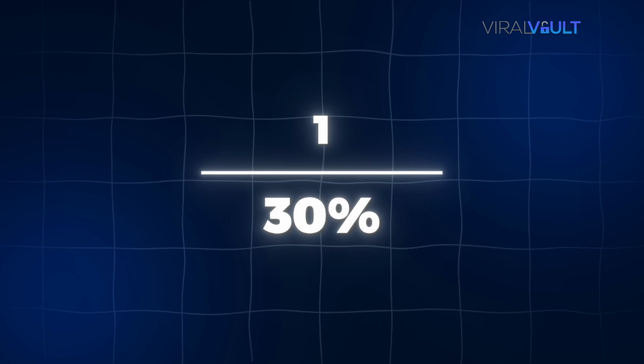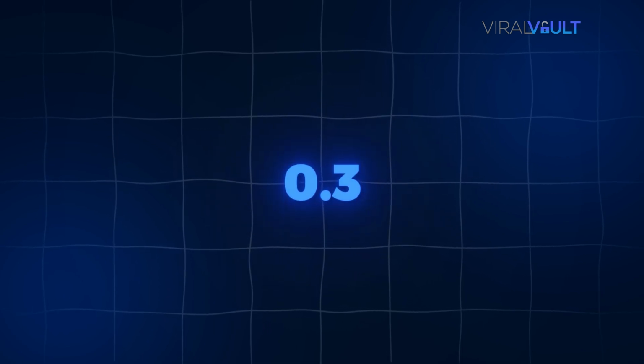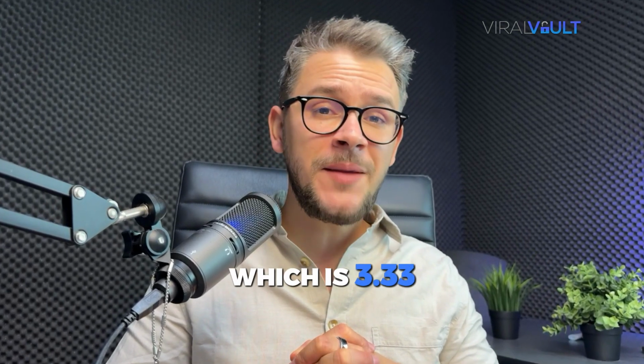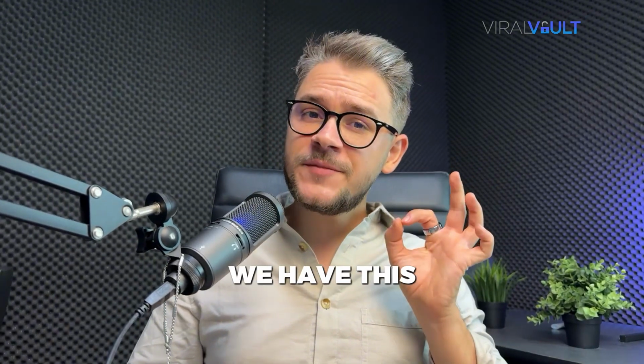So if our profit margin is 30%, it means that our break-even ROAS will be 1 divided by 30%, which in mathematical terms, it's 0.3. And that leaves us to the final answer, which is 3.33. So now that we have this piece of information, it's really easy for us to understand what we need to do in order to make our ads profitable.